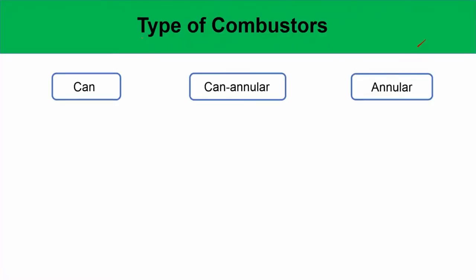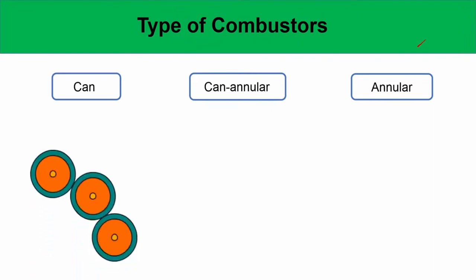So, next we will see what are the different types of combustors that are being used or have been used in gas turbine engines. So, this is about the types of combustors that we encounter. Okay. So, there are essentially three types of combustor. First is the can type combustor, where the combustor essentially looks like a can, and these cans are essentially circumferentially arranged around the central shaft.